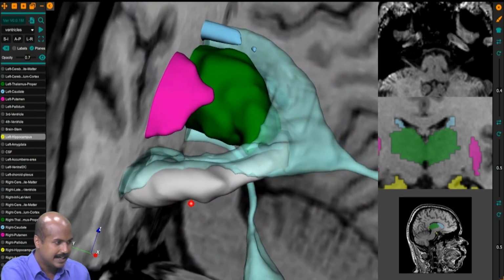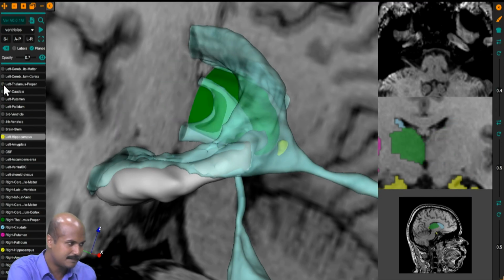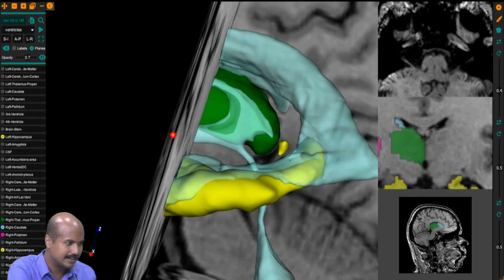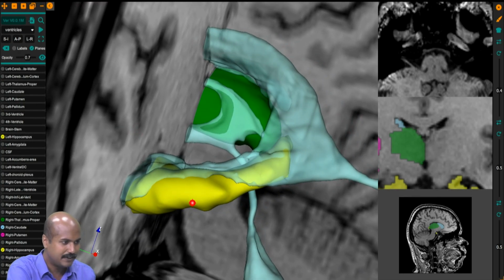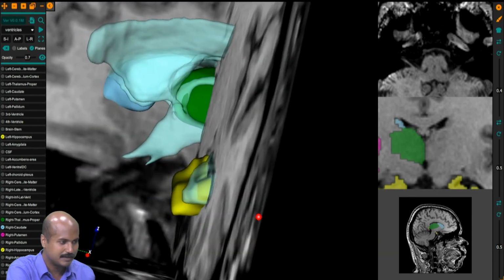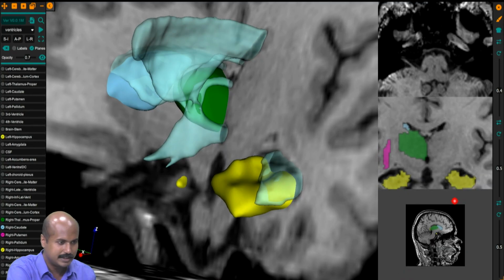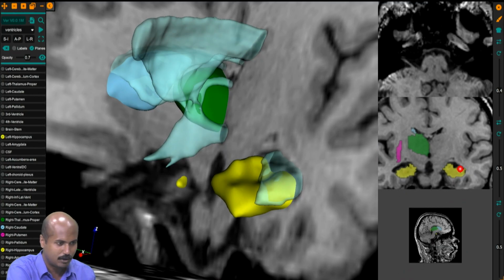Hippocampus is located as the inferior relation of the inferior horn. I will just make this clear by unchecking all the others, and I will just show the inferior horn of the lateral ventricle along with the hippocampus. To make this clear, I will just move this image. Okay, this is a coronal section.